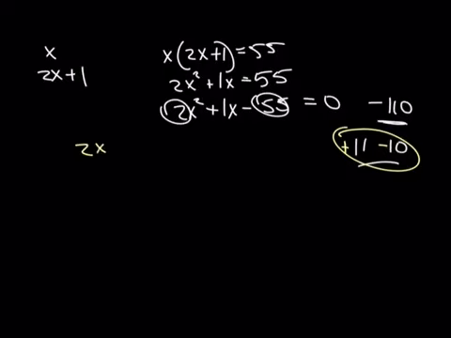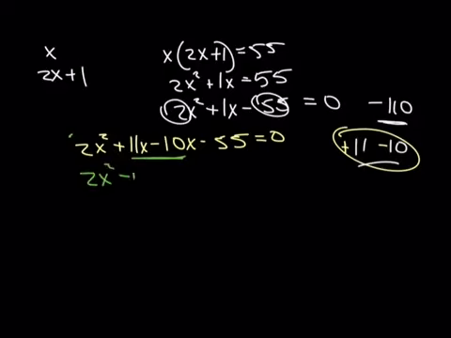So 2x squared, so I just changed 1x to 11x minus 10x. Alright, so let's switch these around so that my middle term here is positive. So 2x squared minus 10x, which again, you don't have to do, but it just makes life easier.